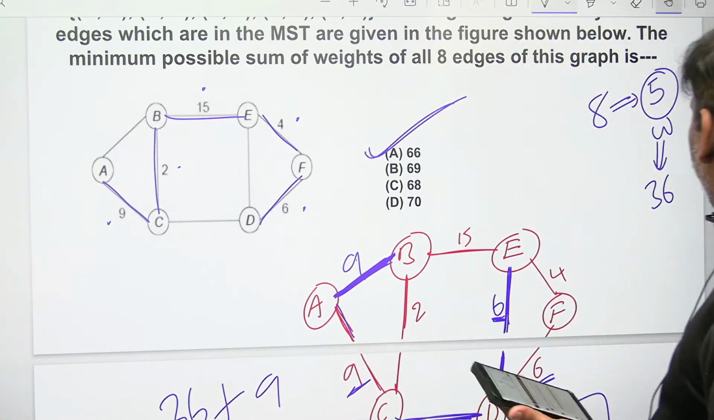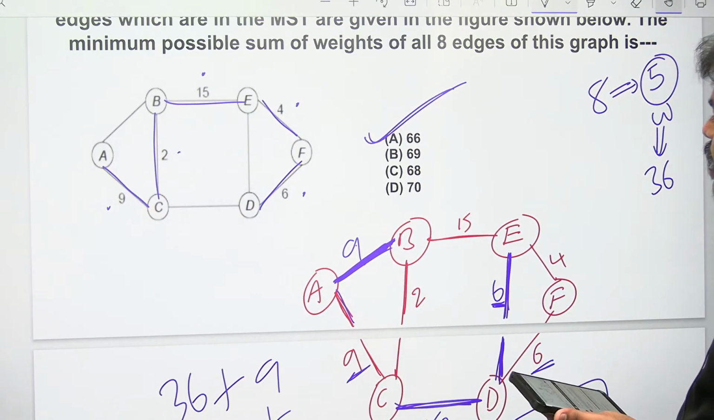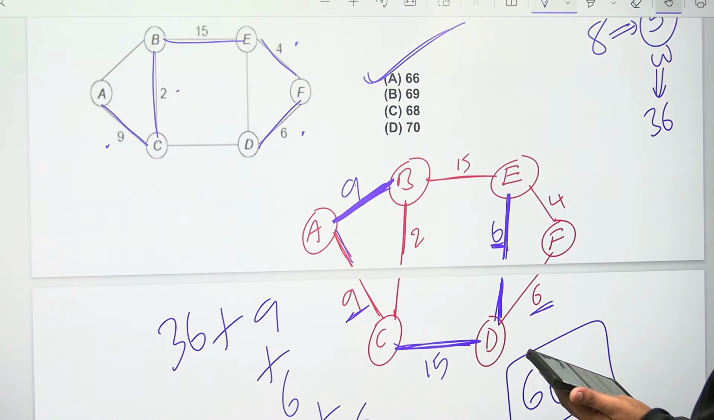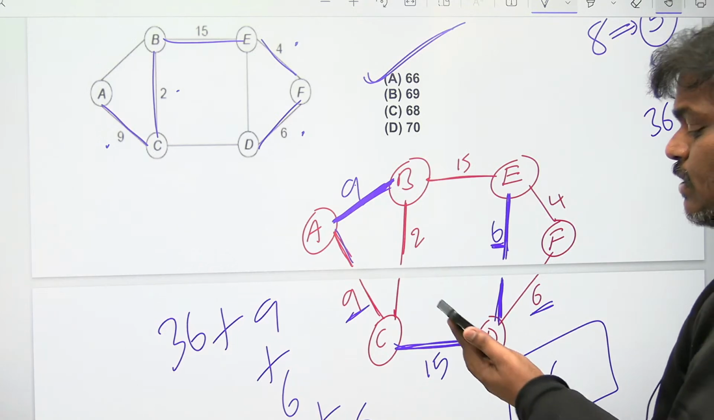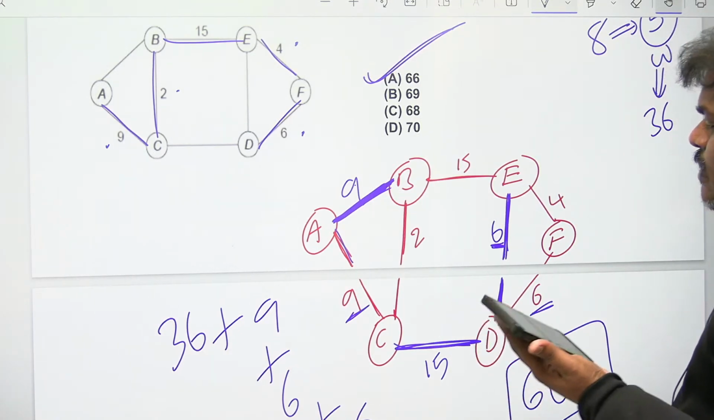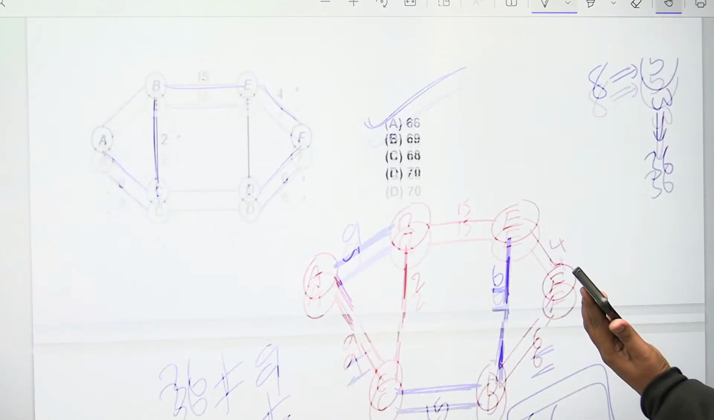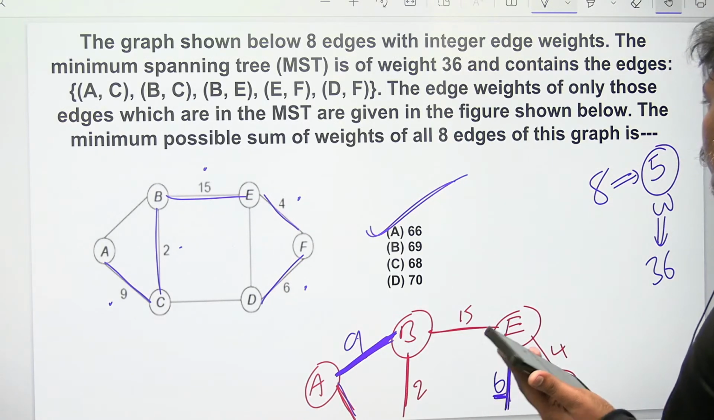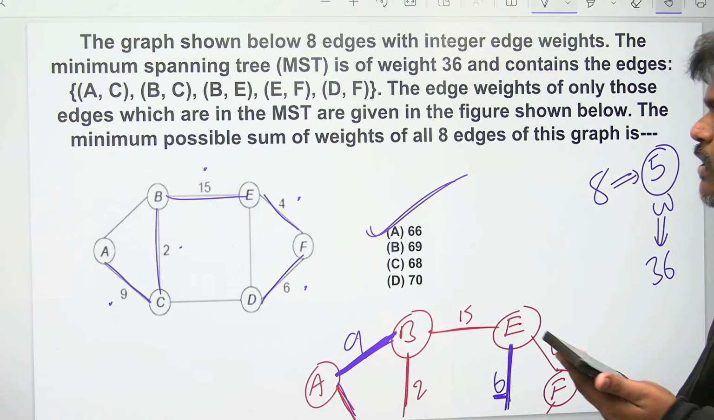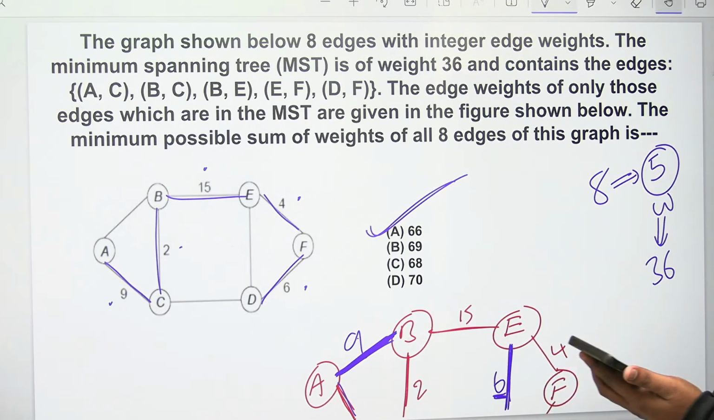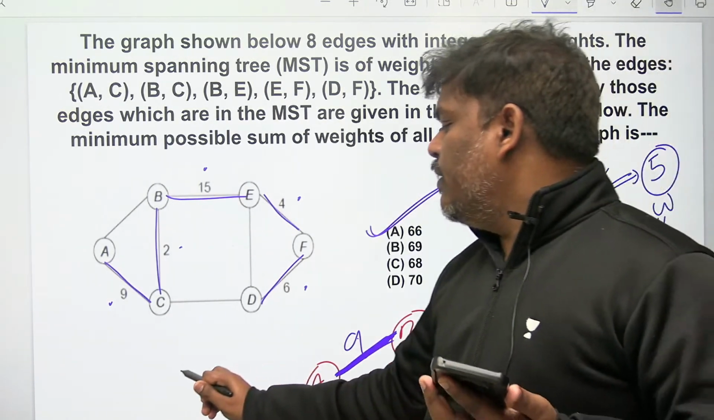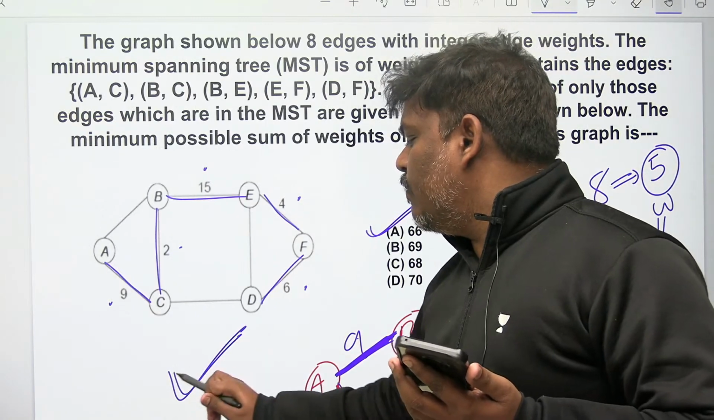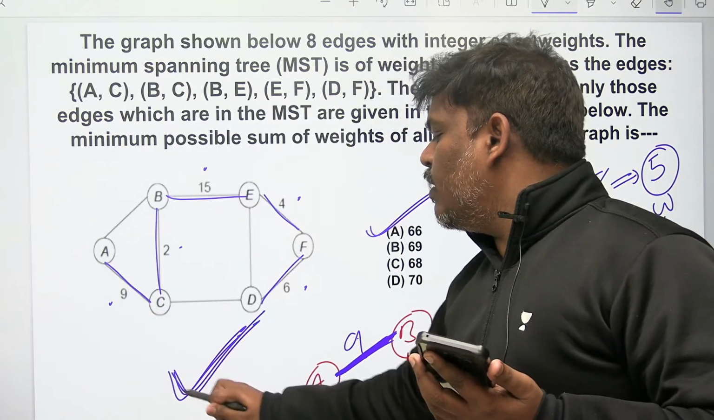For this problem, people are thinking that the answer is 69. The answer is 66, not 69, because distinct is not there. Please verify. This question may come in the exam. Please take care, this kind of question will come in the exam.